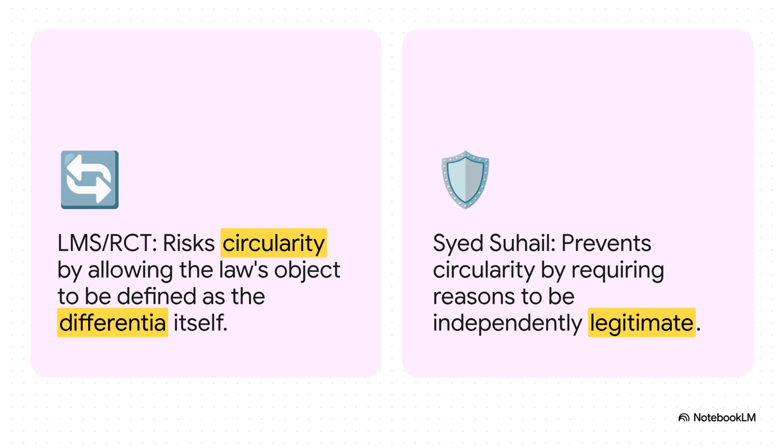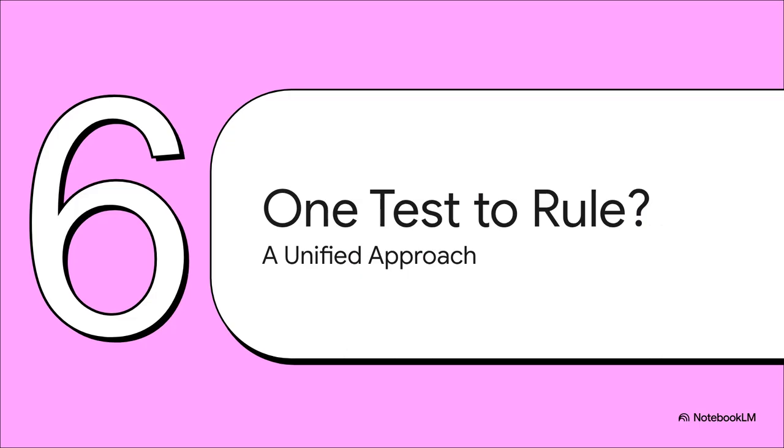By demanding that the reason itself be legitimate, it forces the government to give a justification that can stand on its own 2 feet, which stops the test from becoming just a rubber stamp. Now, this comparison raises a pretty big question. If one test is so clearly stronger and fair, why not just use that one all the time? And that leads us to the final part of our explainer, the big debate over a single, unified approach.